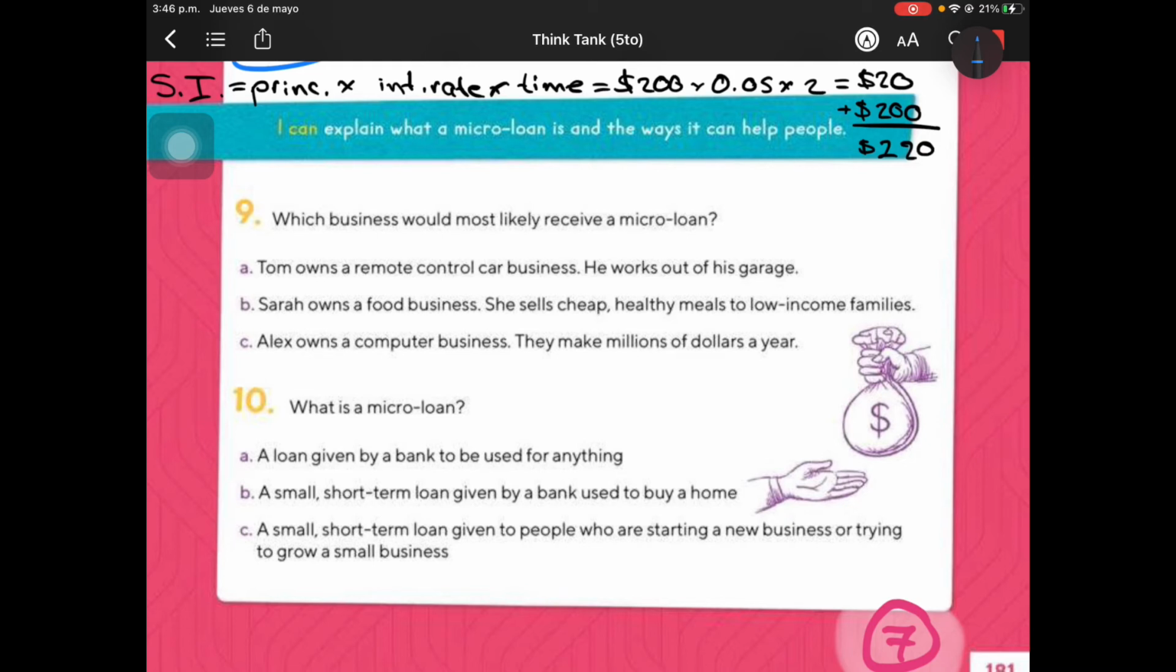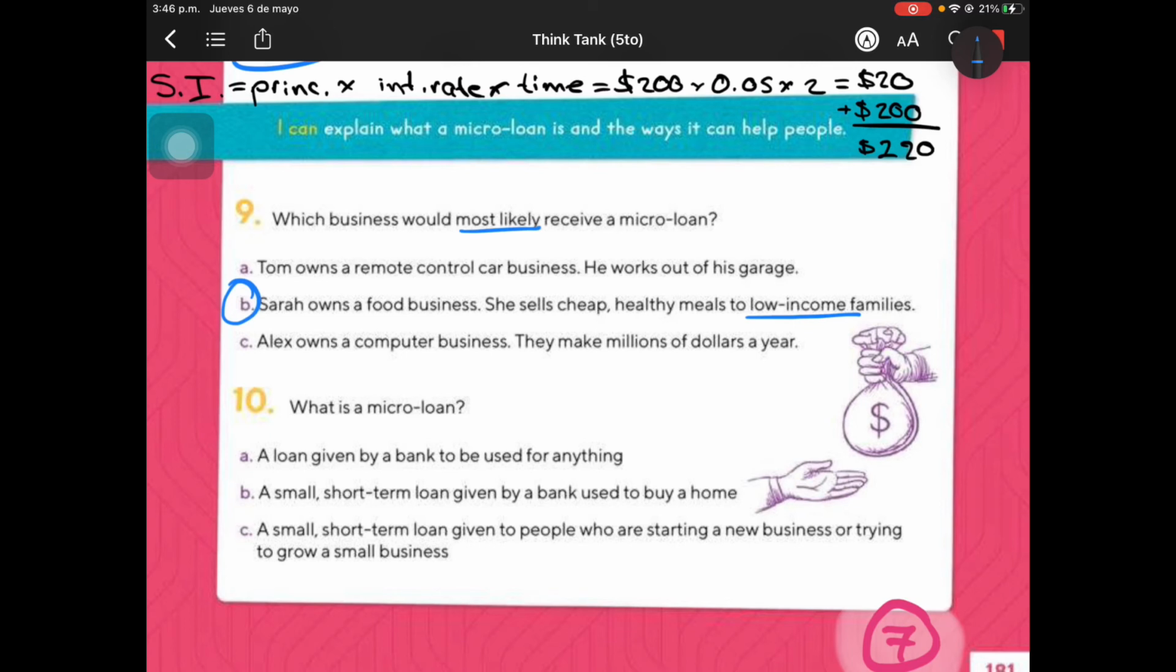Now, just by starting, we can scratch the last option. These are microloans. These are for people with low income. So Alex, being a millionaire, is not going to be able to get this microloan. Now, Tom, on the other side, might be able to get this microloan. He is not a millionaire. He owns a small business. But in this case, Sarah is the one that is most likely to receive it. She's a woman and she is selling to low-income families. So she is the one that is going to be the most likely to get this microloan.